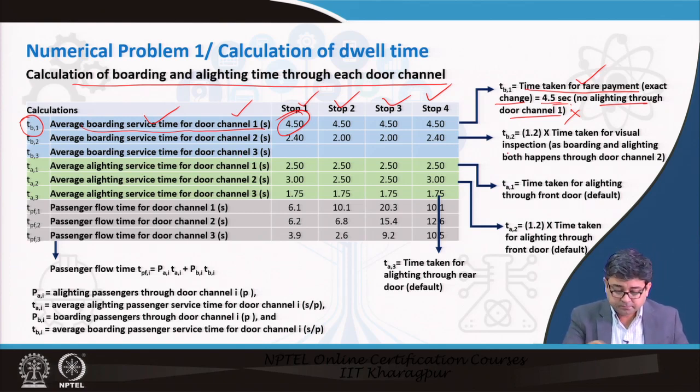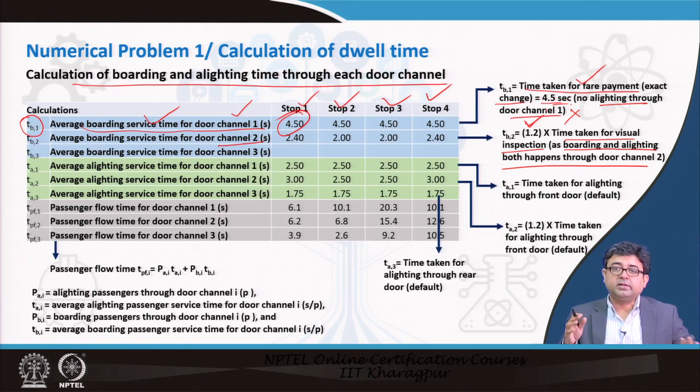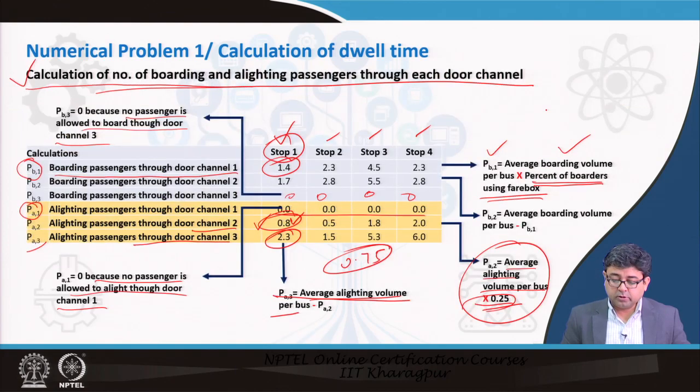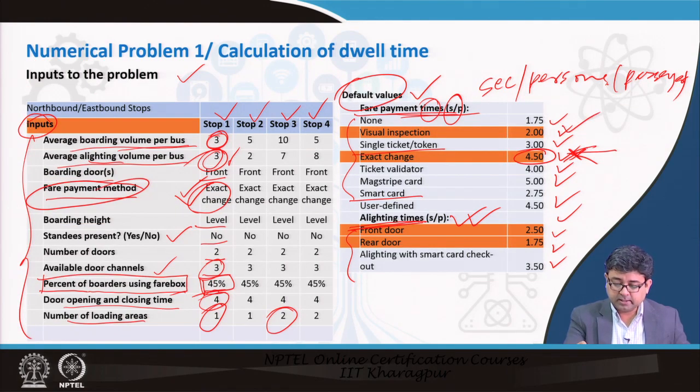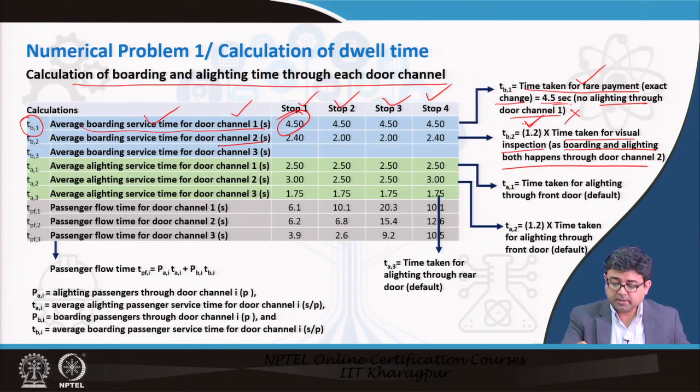If, in case, for channel number 2, for example, where both boarding and alighting are allowed, you have to multiply the time taken for visual inspection by 1.2, because now you are visually inspecting who is boarding and who is alighting. So, that adds a little bit of time to it. You know the time taken for visual inspection, that is 2 seconds per passenger, you multiply that by 1.2, and you will know what the time taken is.